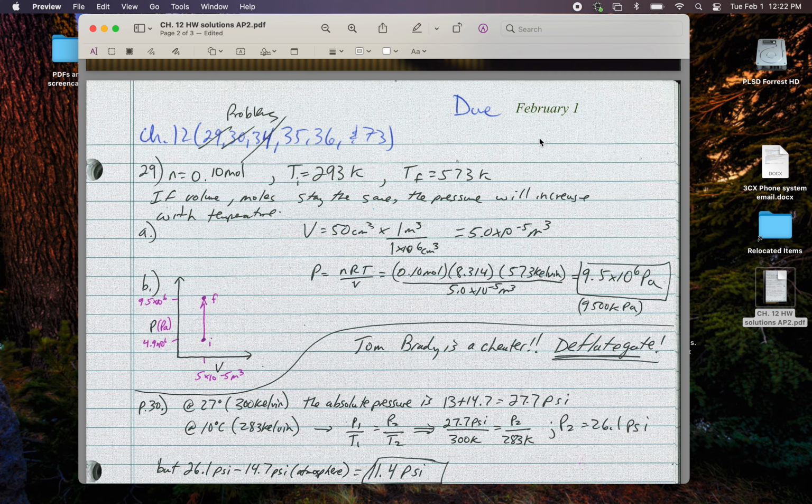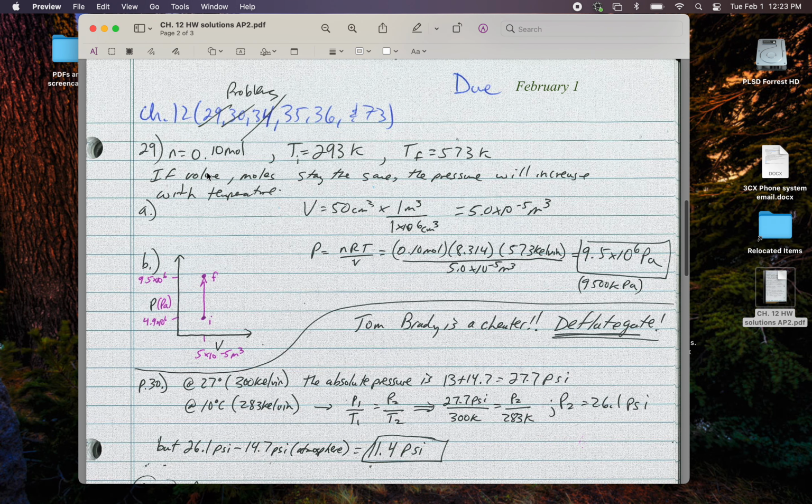Okay. So in this particular case, for number 12, it tells you how many moles we have, initial temperature, final temperature. We've got this sort of diagram which would be going on. That's actually asking about what's going on in part B. If the volume and the moles stay the same, the pressure should increase with temperature.